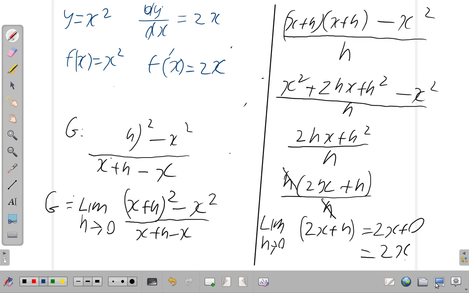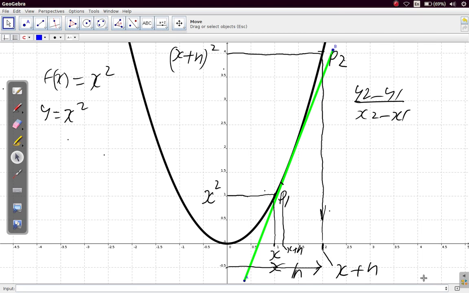Let's switch back over to the graph. So this is the graph we have.